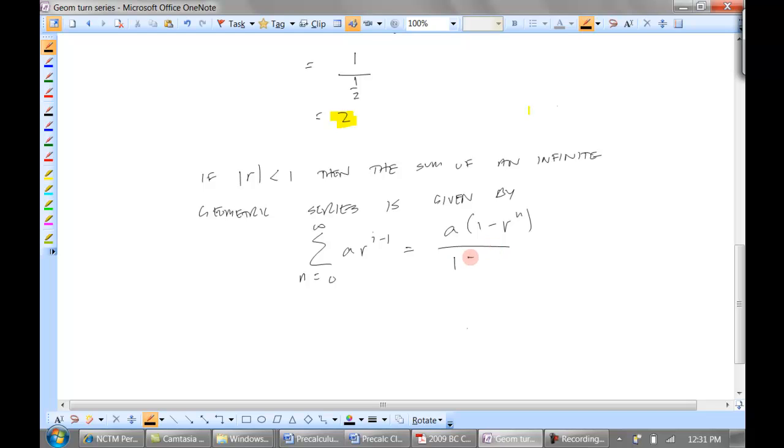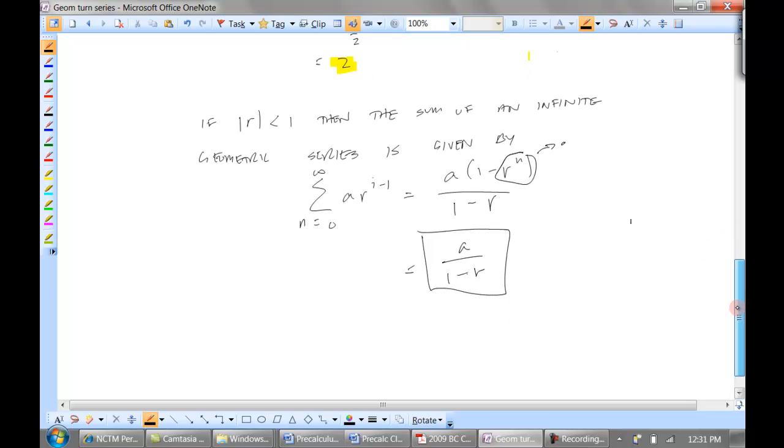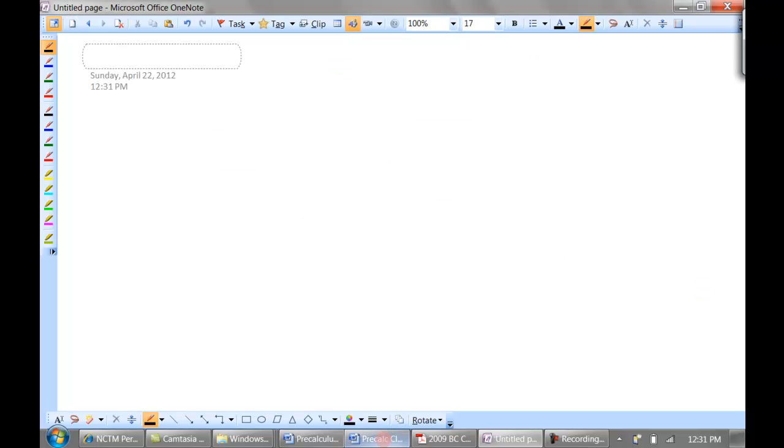But remember when we took a look at what happened to r to the n? Well, when n gets really big, if the absolute value of r is less than 1, then this whole term goes to 0, and what we're left with is a over 1 minus r. And so that is the sum of an infinite geometric series. So maybe we should do an example or two. Alright, let's go check out the classwork.